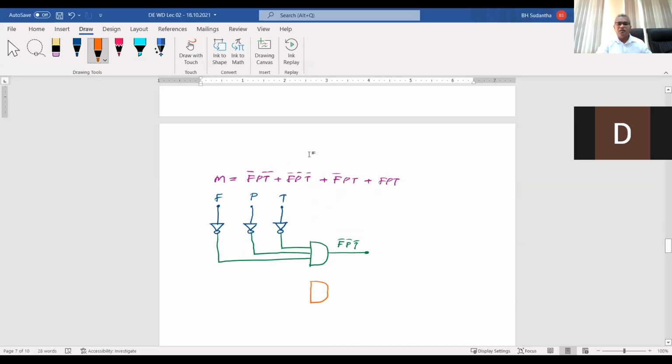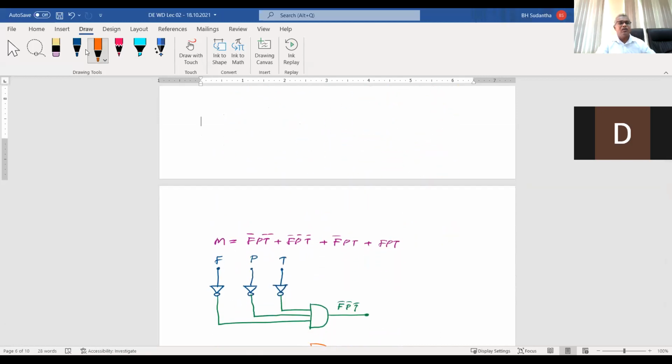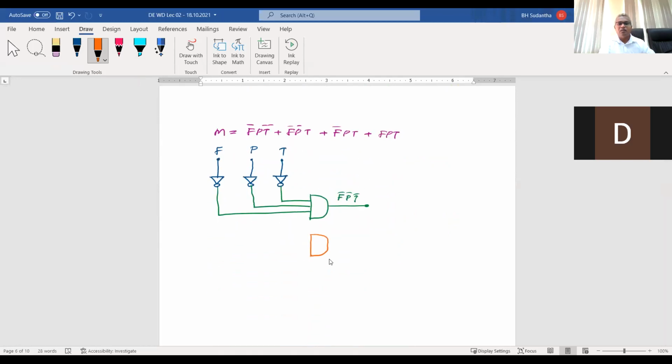It's a mistake. This is F bar, P bar, T bar. The second one, F bar, P bar, T. Okay, and here, this should be T. We need F bar, P bar, and also we need T. T we can take from this point, and we need T bar and F bar.